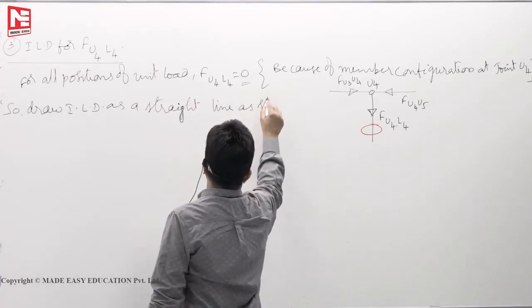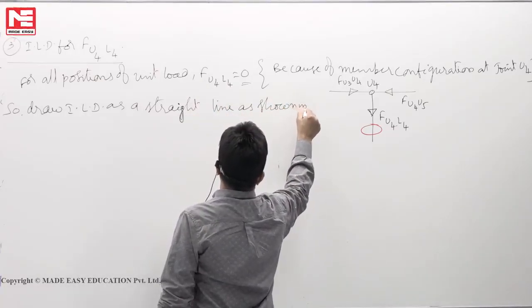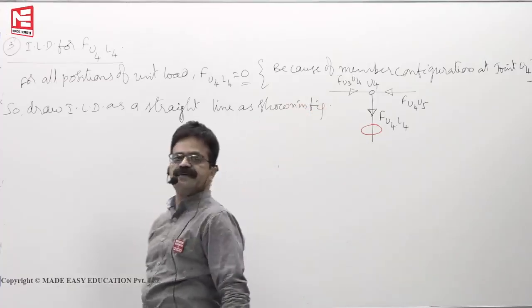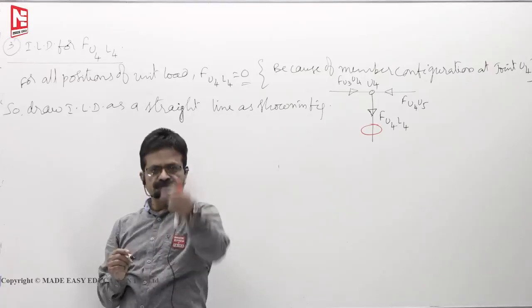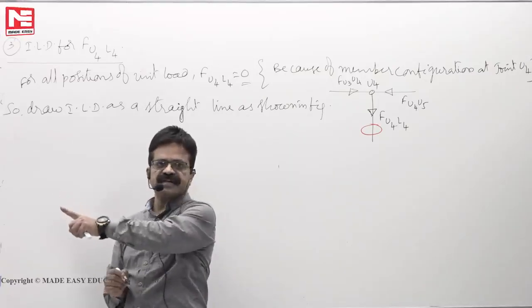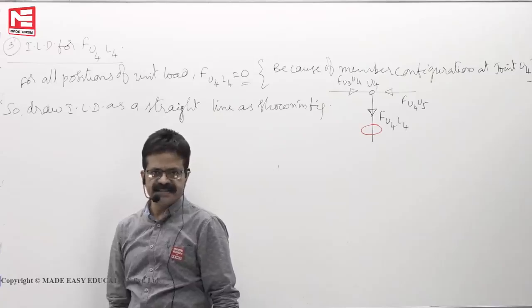Straight line as shown in figure. Like this. That means if you see the joint configuration, member configuration, they give 4 options. Which option has a straight line, you see and tick it. It takes only 10 seconds.